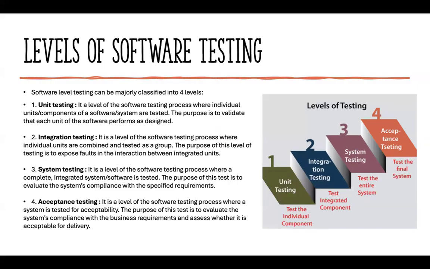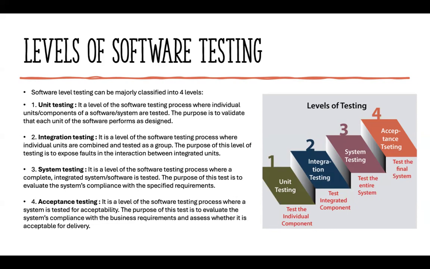So now let's talk about the levels of software testing. So software testing can be majorly classified into four levels. So this talk is going to be focused on unit testing, but there are other levels of software testing that are integration testing, system testing, and acceptance testing. So let's look into what these levels are.